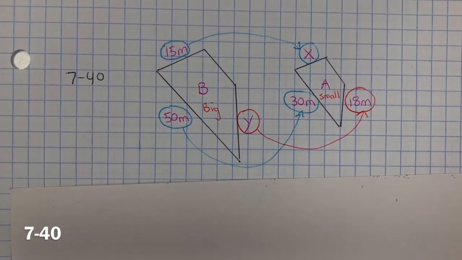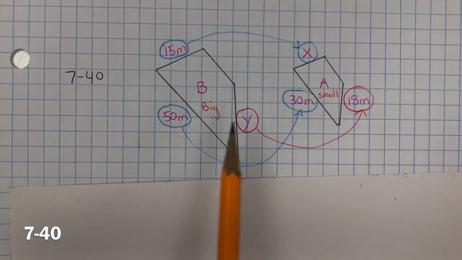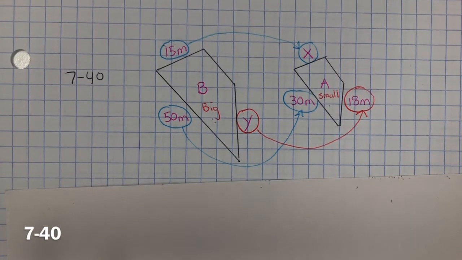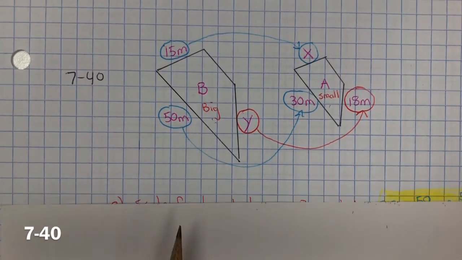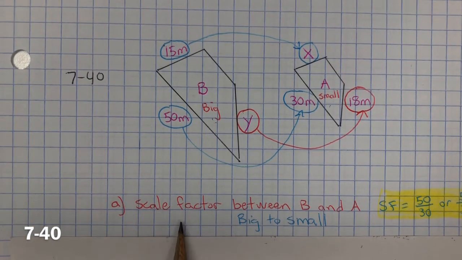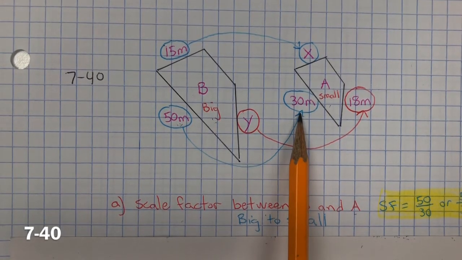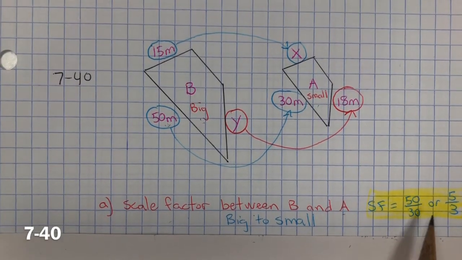In problem 740, the trapezoids are similar shapes. So we needed to find out what is the scale factor between shape B and shape A. So we're going from shape B to shape A, or the big trapezoid to the small trapezoid. In order to do that, I set them up as a proportional relationship. So I have a scale factor from B to A. So B to A is 50 to 30, which simplifies to 5/3.